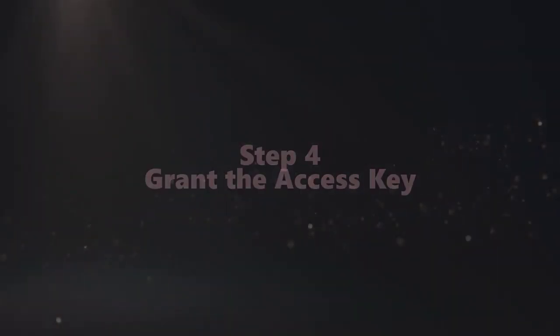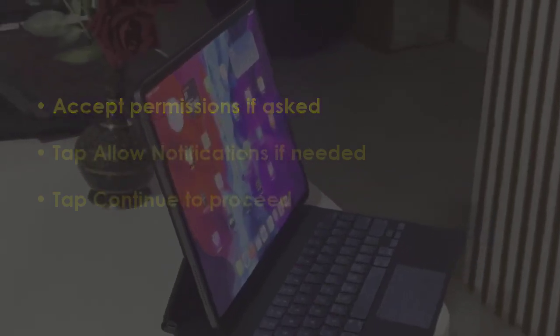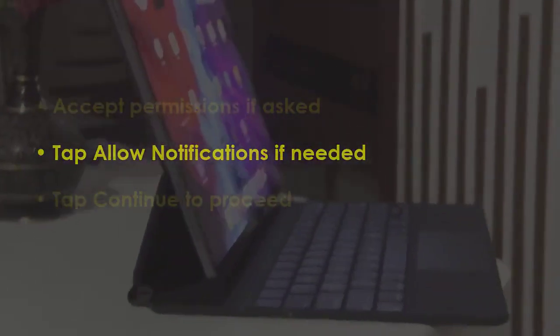In the next step, approve access when prompted. Next, later, enable notifications if required. After that, hit Continue to move forward.